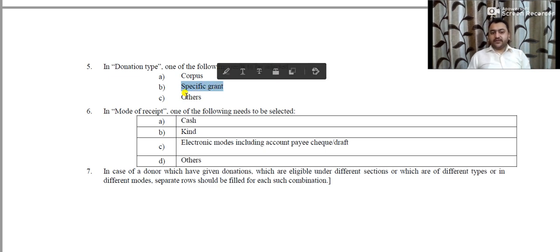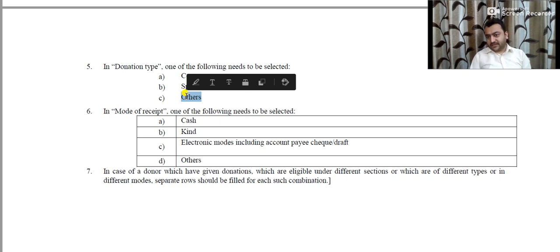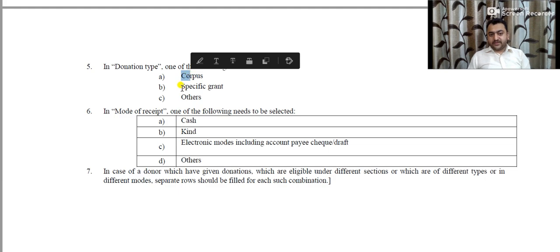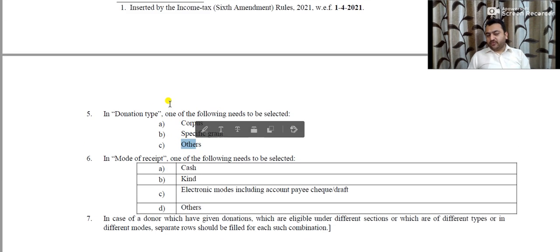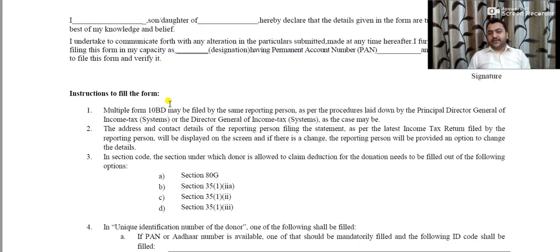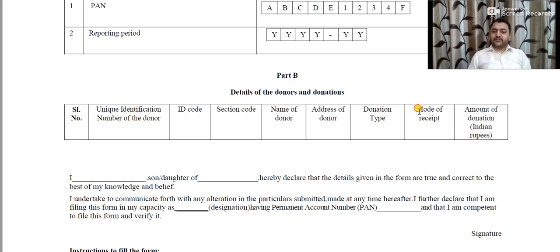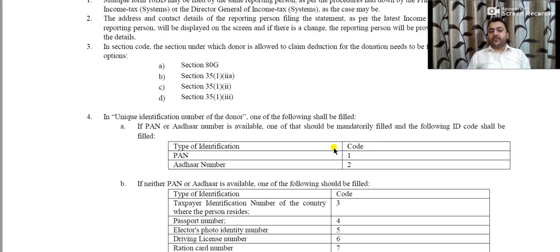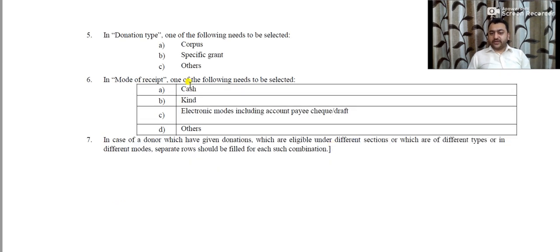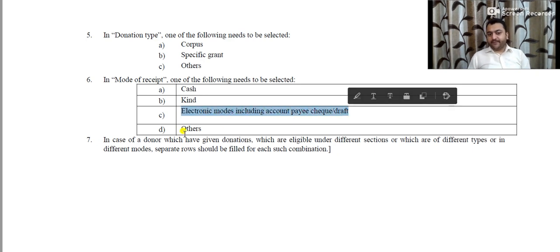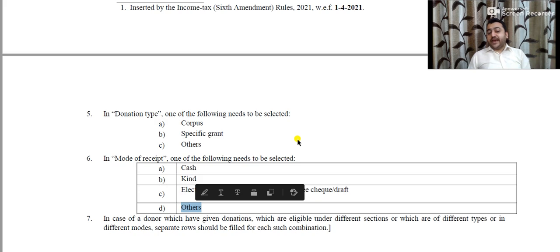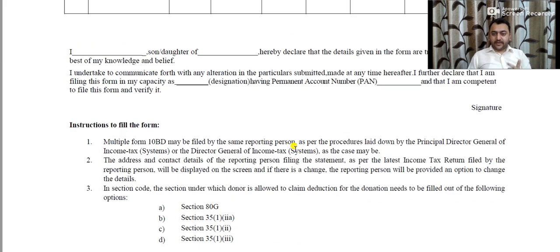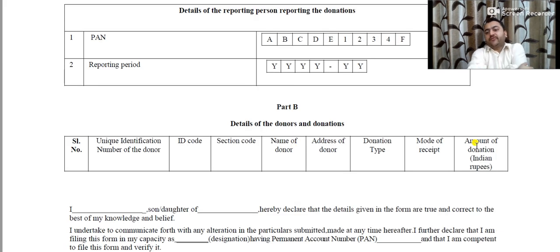Given for a specific purpose, or whether the donation is others. Others means general donation. So you have three options: whether the donation is corpus, specific grant, or others. So you have to select the donation type in this case. Then comes mode of receipt, through which mode you have received the donation, whether in cash, in kind, by electronic mode including account payee cheque or draft, or through any other mode. So you have to specify the mode and, at the end, the amount of donation received.